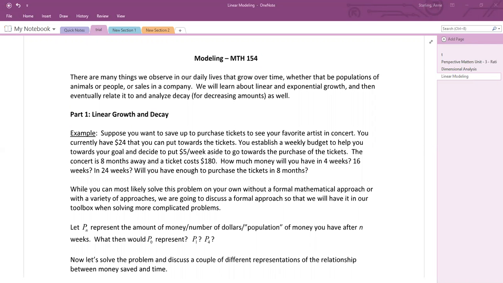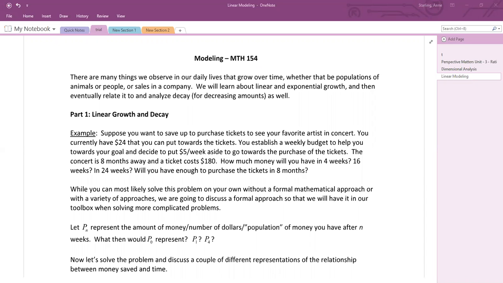Okay, so welcome to Unit 2, Homework 1 and part of 3, which has to do with linear modeling. So we'll be doing two types of modeling, linear and exponential. There is not a formula sheet for this unit, so you will be expected to know the two formulas that I'm going to present shortly. But first of all, let's start off with kind of a warm-up here.